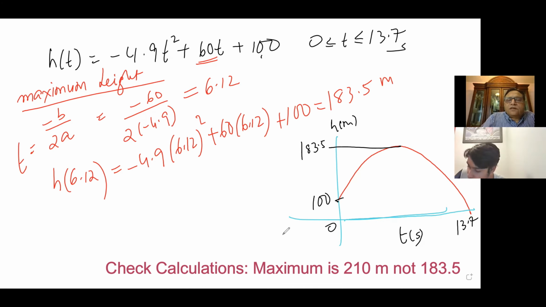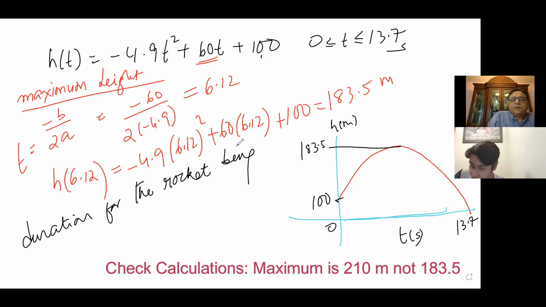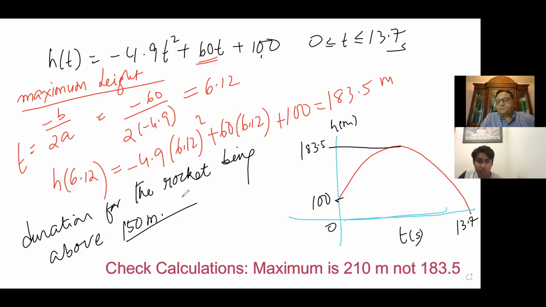Now, one more calculation which we can do, which is very interesting, is to see during what time the rocket was above, let us say, 150 meters. Can you calculate this? Above 150 meters? Yes. So let's say this is 150 meters. We want these 2 points, correct? Substitute h of t as 150 and solve.